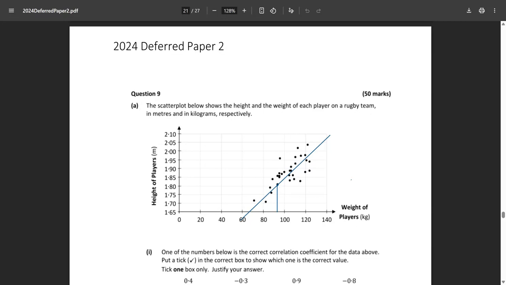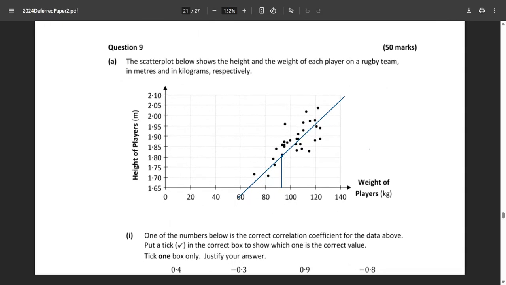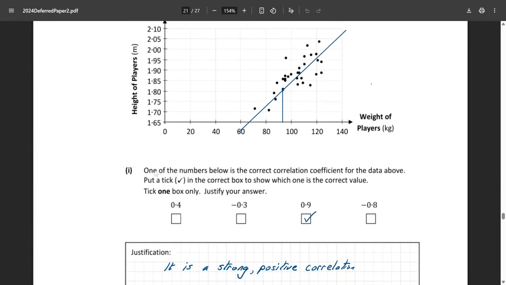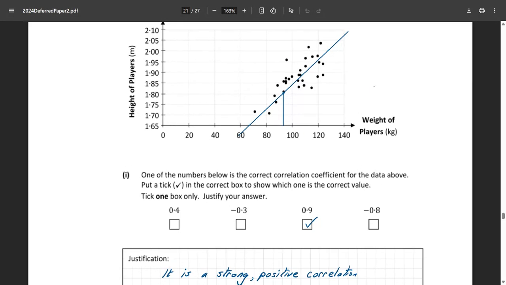This is a question from the 2024 Deferred paper, paper 2, and it's question 9 in section B, and it's a question on statistics and probability. The question starts off with a scatter plot showing the connection between the weight of players and the height of players on a rugby team. And we're asked in part I to estimate the correlation coefficient for that graph.